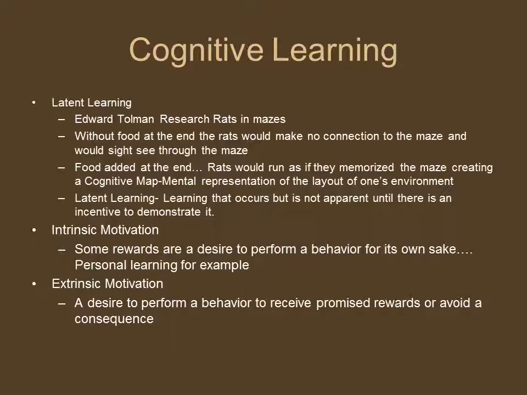Two different things popped up in terms of the rewards. Some of the rewards were purely intrinsic motivation, a desire to perform a behavior for its own sake. For example, I'm taking AP Psych for my own good. I want to learn. I want to become a better person. Some, however, are extrinsic motivation, a desire to perform a behavior to receive a promised reward or to avoid a consequence. So maybe you're just taking AP Psych because you want the credit, or you want the money in the end. You're not doing it for your own good, which is intrinsic motivation. You're doing it more for the extrinsic motivational factor.